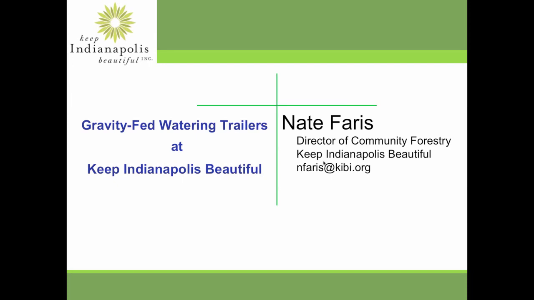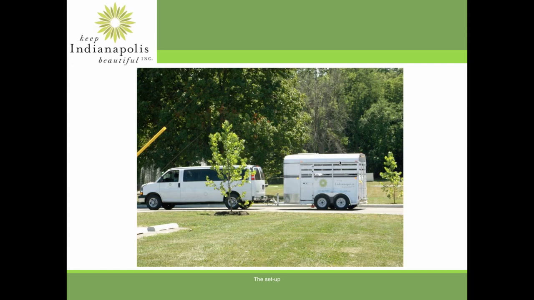There we go. So this is the entire setup that we came up with. We have a 15-passenger van, and we have a horse trailer with a watering tank inside, and I'll go through some of the details. We started out with one of these setups. We now have four vans and four watering trailers, and we now employ about 80 high schoolers in the spring, summer, and fall to take care of trees.